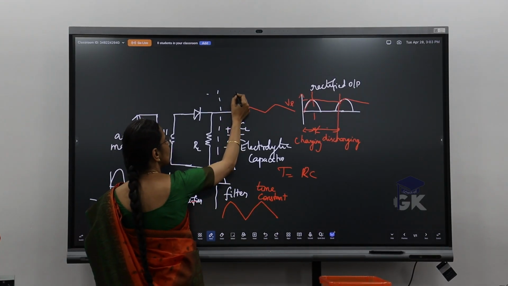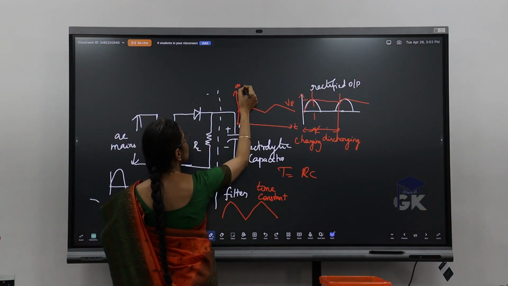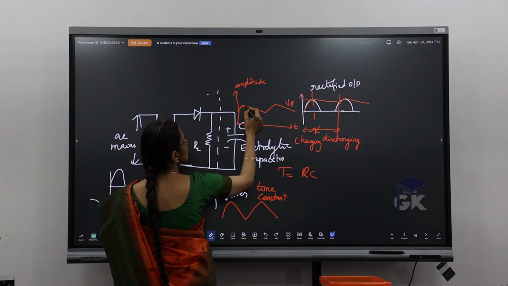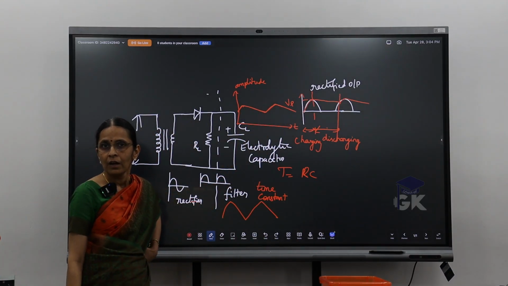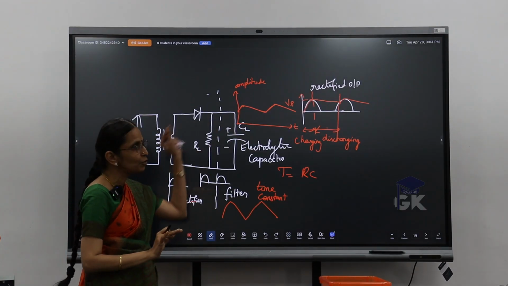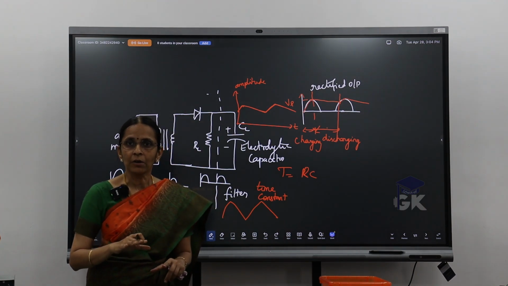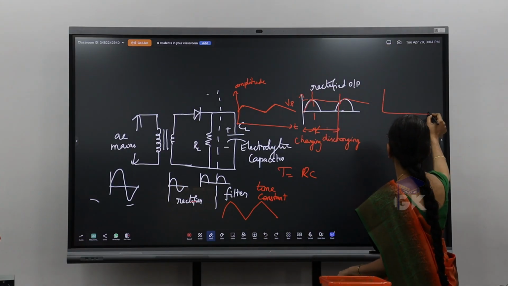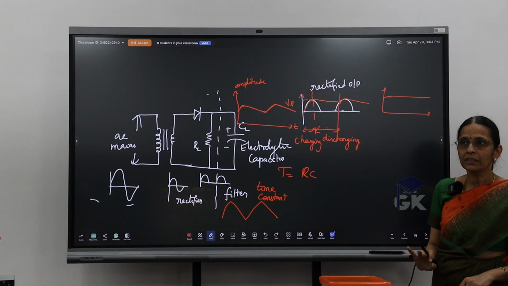So imagine this is my axis. This is my, say, time period. This is my amplitude. It charges, discharges. It keeps repeating in this fashion. Now, is this a pure DC signal? Even now, there are a few ripples present. If it is a pure DC, it should be a straight line, like this. Even now, it's not a pure DC signal.